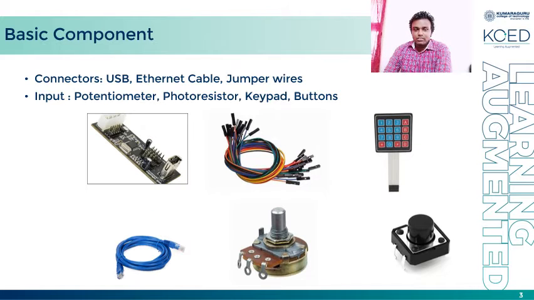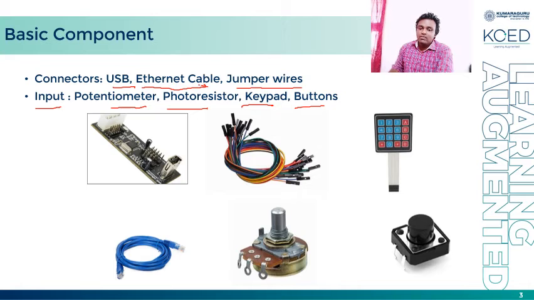So the next component is connectors. So we need to connect. We cannot go with soldering for everything. So there are different types of connectors that are available. USB is a type of connector, and the Ethernet cable will be used for certain kinds of industrial connections, and jumper wires for mini projects. And as input devices, we'll be using certain things like potentiometers, photoresistors, keypads, and buttons. You can identify these from these pictures.